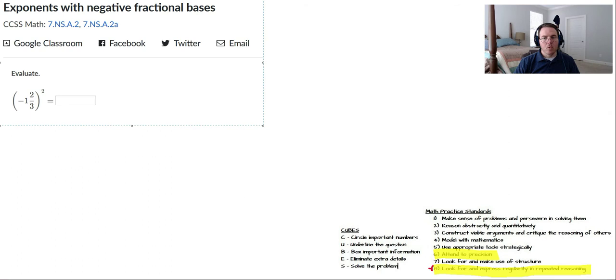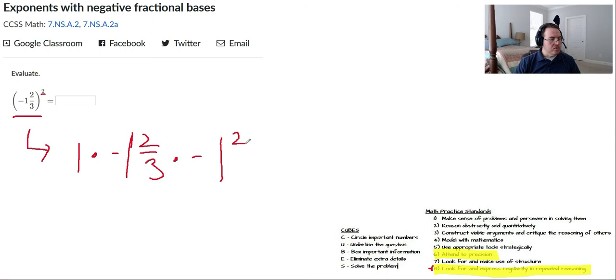Okay, here we go. So again, we're just using the same integer rules. Here's the base, and here's the exponent. So that means I'm going to do 1 times whatever this is twice. -1 2/3 times -1 2/3. Now, we got to dip back into our 6th grade fraction skills here, and instead of doing mixed numbers, I'm going to actually convert these into improper fractions.